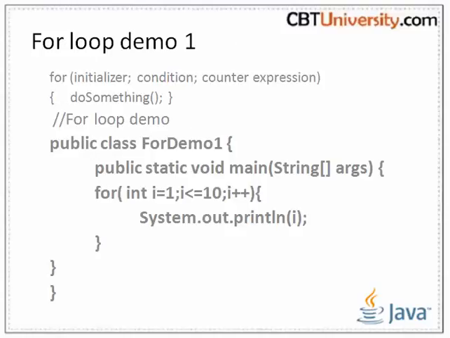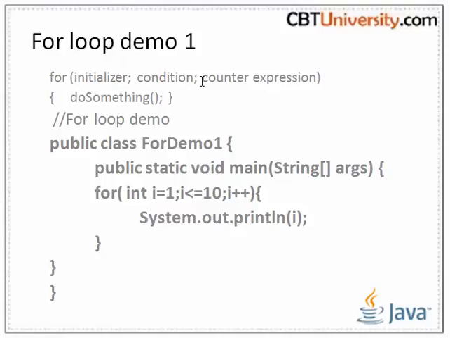Let's take a for loop demo. For loops in Java include an initializer, a condition, and a counter expression. The initializer expression initializes the for loop and it's executed once. As the loop begins, when the condition expression evaluates to false, it terminates. The counter expression, increment or decrement, is invoked after each iteration through the loop.